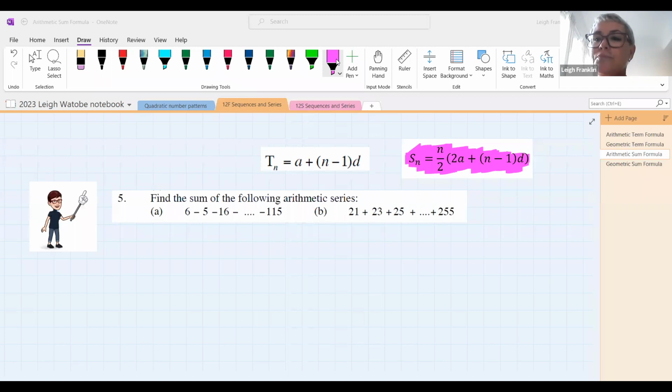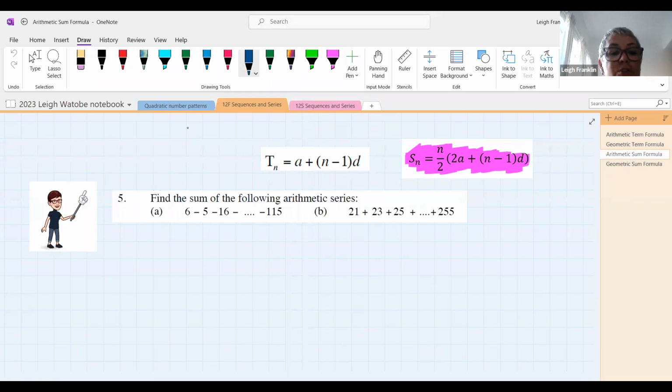So if we must solve this, do we have to find n first? You have to find n first. So you would have to find n first.